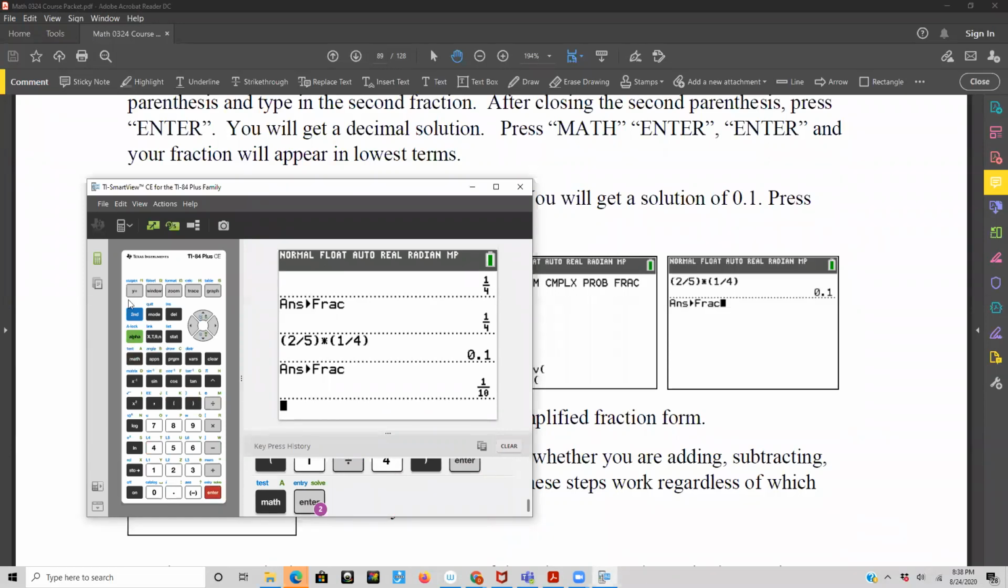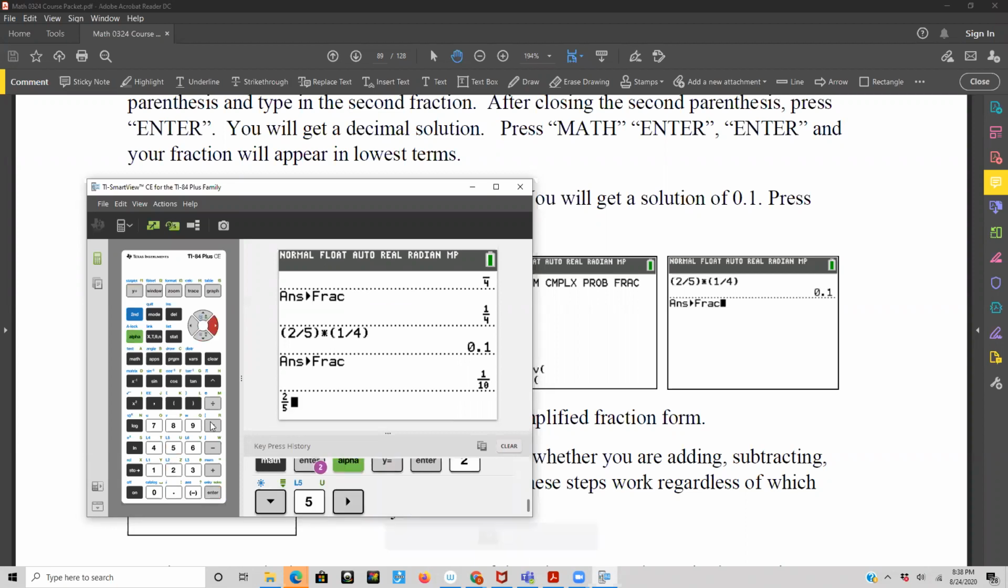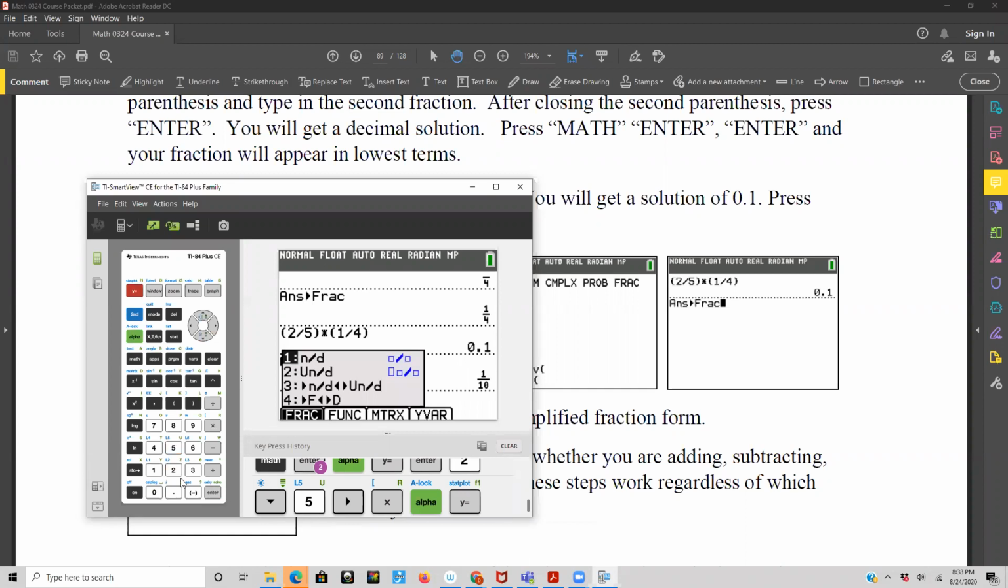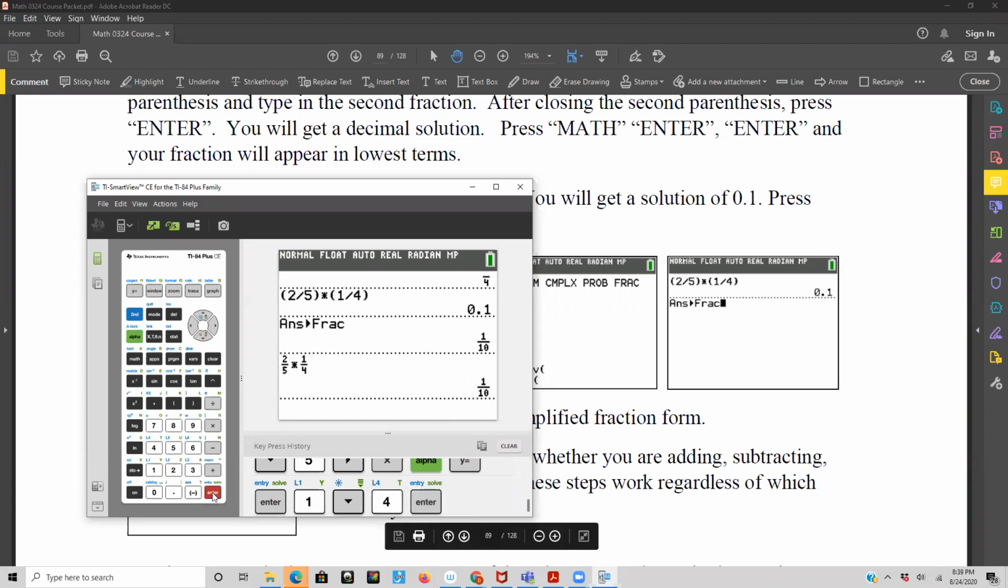Do alpha, y equals, and I can pick a fraction. So I'll do 2/5. See, I can just enter 2/5 straight up. 2/5 times, I'll go back to alpha y equals, n over d, 1/4, and press enter, and there's my fractional answer. All right, so I don't care how you do it, just make sure you can multiply fractions.